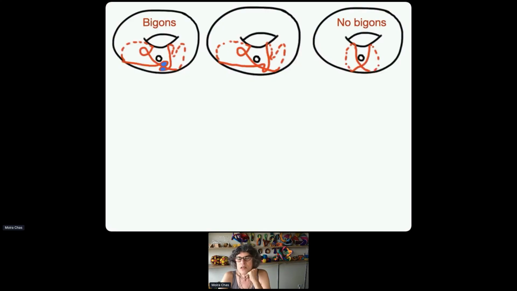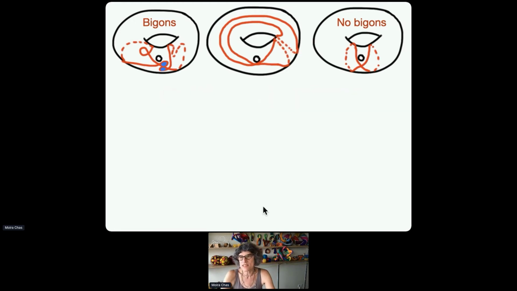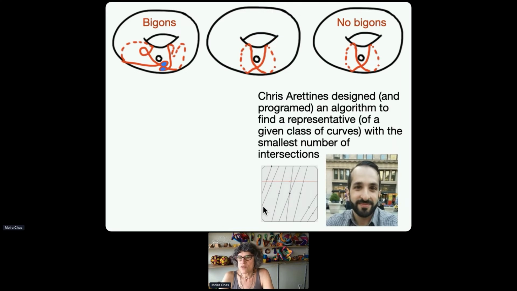And then I asked a student to find the classes. To do that, first you notice: how can you add intersection points to a curve? Well, one way is you have bigons. So here, this little thing, this blue thing, is a bigon, like a polygon with 2 sides. So we have to destroy bigons to find the representative with smaller self-intersection.